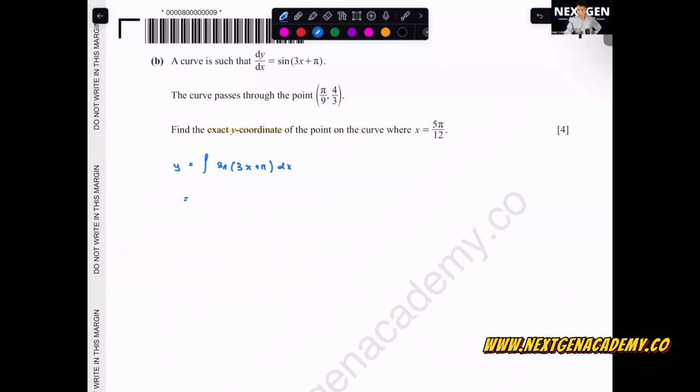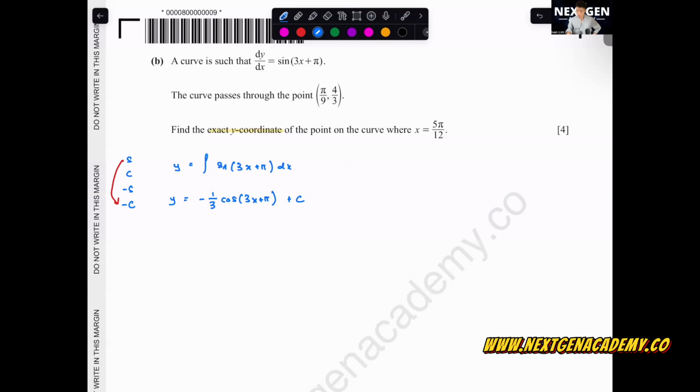Which we'll get, okay, we can use the acronym SC, negative S negative C. So if it's integrating, sine will become negative cos. So here, negative cos(3x plus pi). Then we differentiate inside, which is just 3, so 1 over 3. Then plus C. Okay, so y equals negative 1 over 3 cos(3x plus pi) plus C.